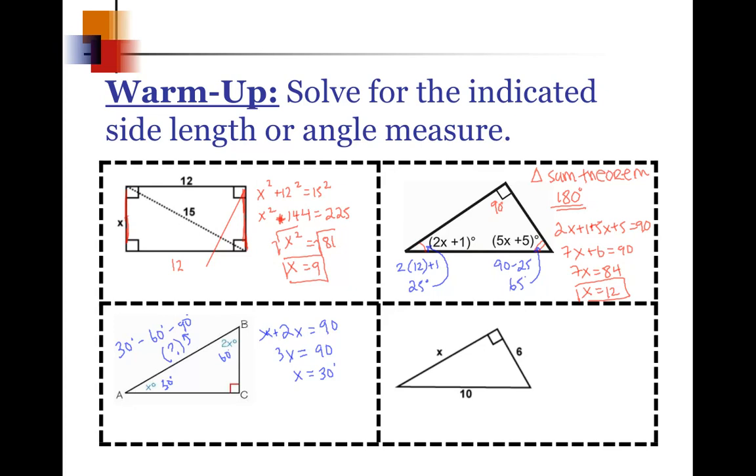And finally, this last one, again, a right triangle. So we can go ahead and use the Pythagorean theorem. So we've got x squared, right? This is the hypotenuse. x squared plus 6 squared equals 10 squared. x squared plus 36 is going to equal 100. Therefore, x squared must equal, is that 64? So x is going to be equal to 8.